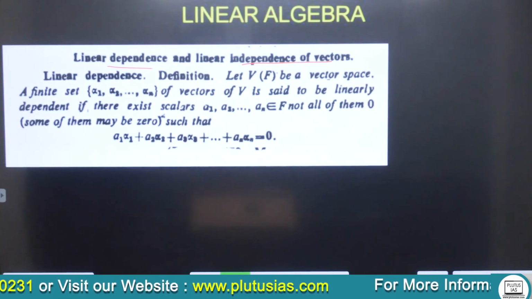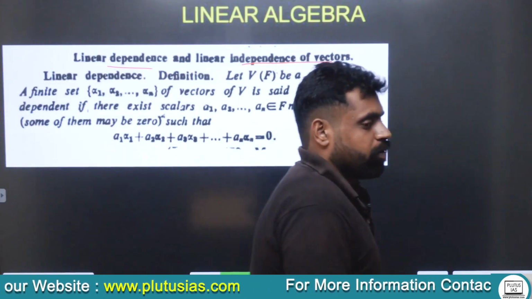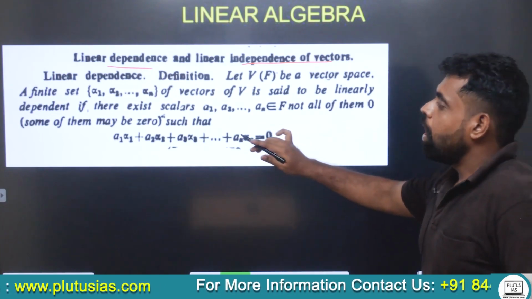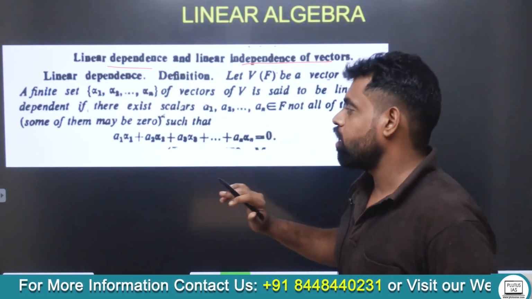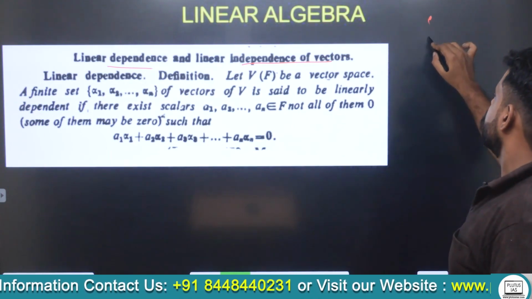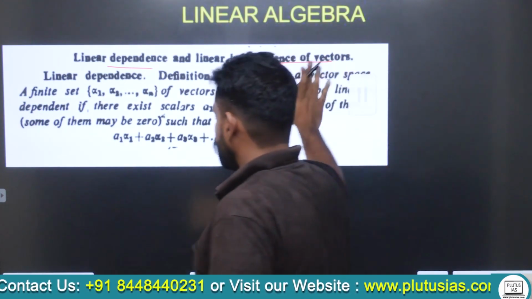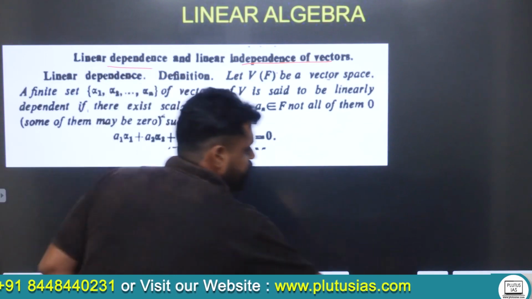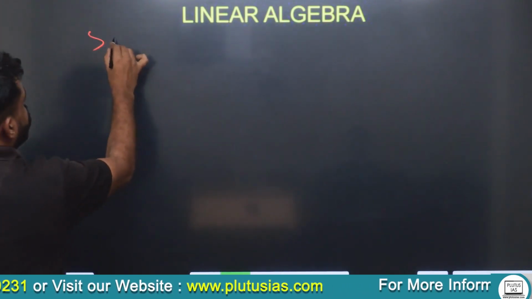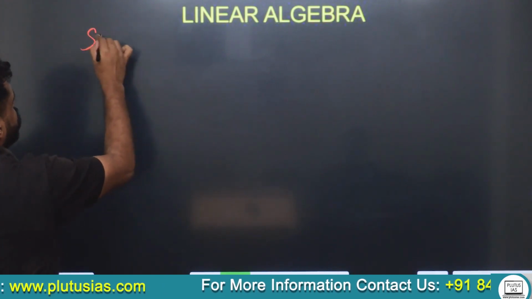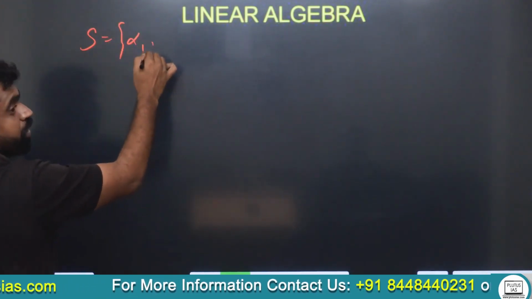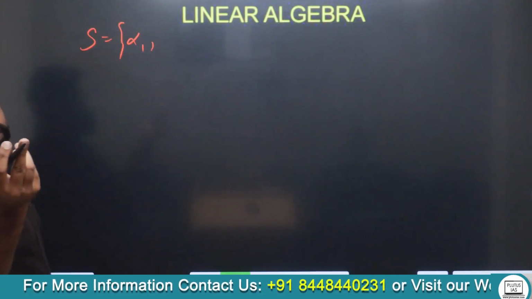So we have linear dependence and independence of vectors. What is linear dependence? Nothing. Don't get confused. Suppose a set of vectors alpha 1... You must have studied this earlier too, no? So many of you have studied this.